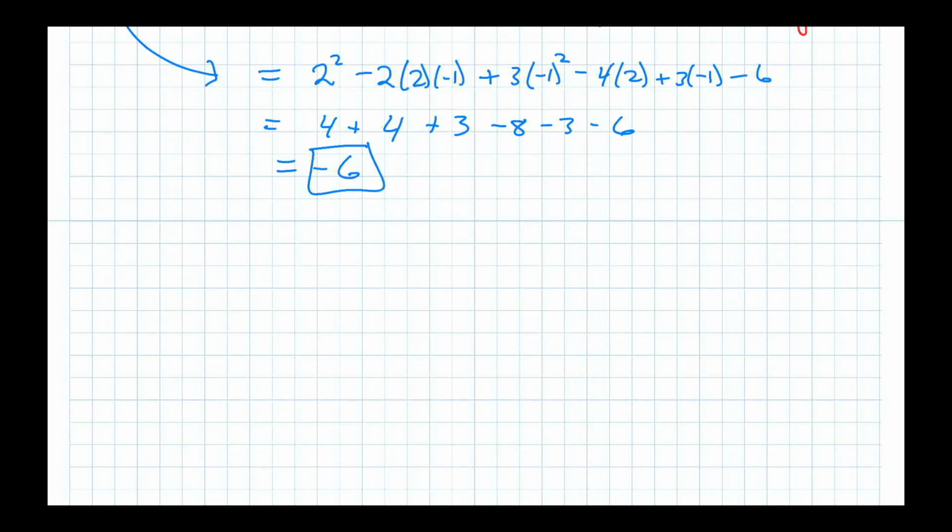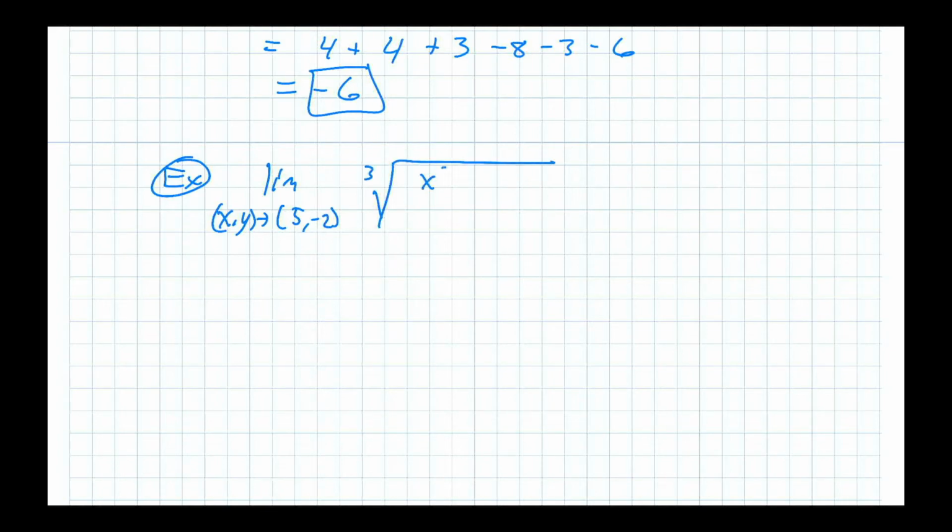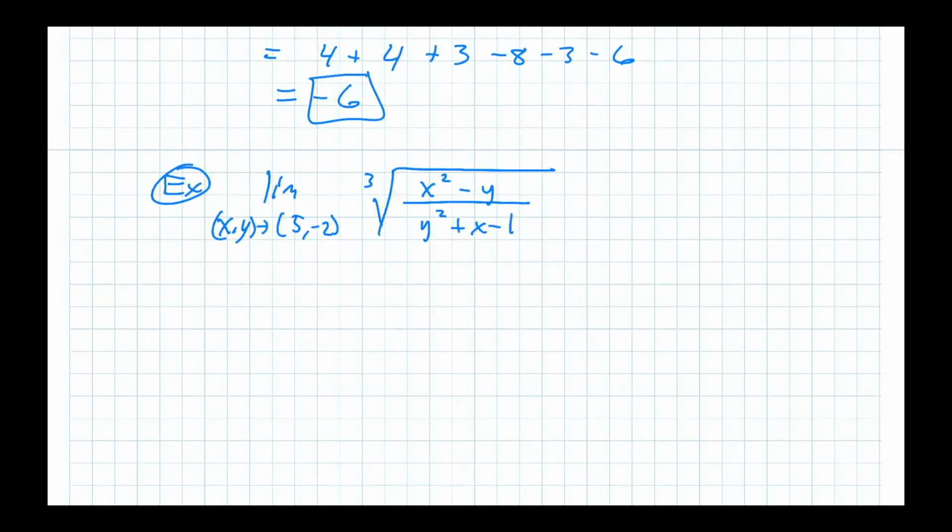All right. Also for roots and stuff as well. So if we do one more example: the limit as (x, y) approaches (5, -2) of the cube root of (x squared minus y) over (y squared plus x minus 1). Basically, we can just plug in the numbers again as long as we don't get any divide by zeros or anything weird.